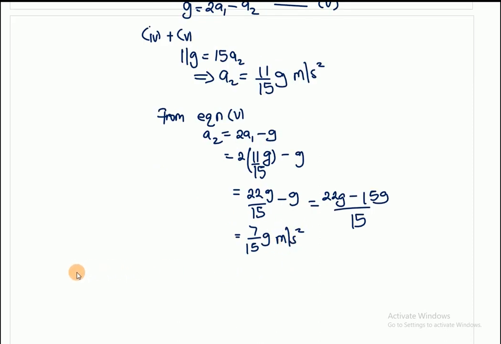And now we shall say that pulley C has an upward acceleration, because all of the values are giving us positive.